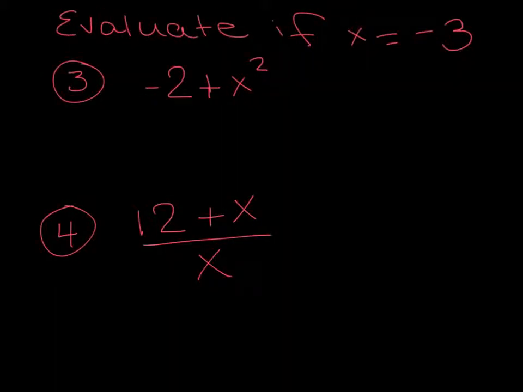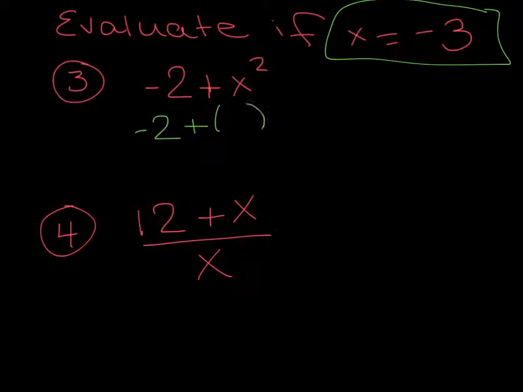For these two expressions, we're going to evaluate as if x is equal to -3. Be careful. With negative and positive numbers, there's a big difference. So in number 3, I'm going to substitute this -3 in. That would be -2 plus, now I'm going to put the x in parentheses and then square it. That's really important, especially if you're using a calculator. I would suggest that you not use a calculator because, believe it or not, your brains are smarter than calculators. They only do what you tell them, and so many times we tell them the wrong thing.